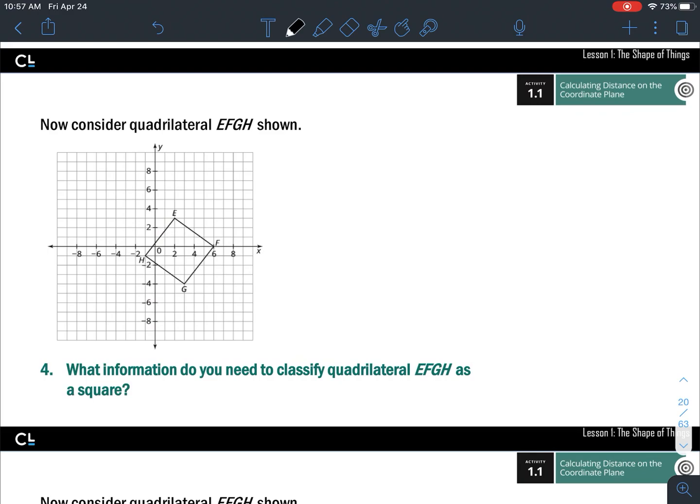Now we're on to number 4. We're going to finish this page here and probably call it a day. Or we'll do part of this page and we'll call it a day. So we'll do maybe 4 and 5. Okay? Now consider quadrilateral EFGH shown. What information do you need to classify quadrilateral EFGH as a square?